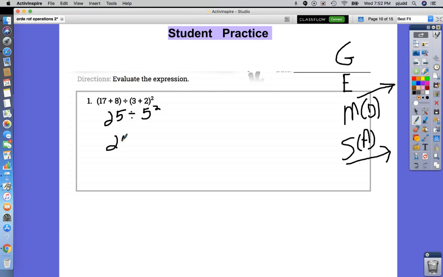So I'm going to bring down 25. I'm going to bring down my division sign. And 5 to the second power is 5 times 5. And I have 25. This is telling me to divide. 25 divided by 25, 1. Nice.